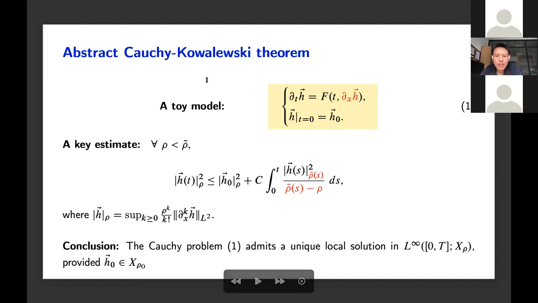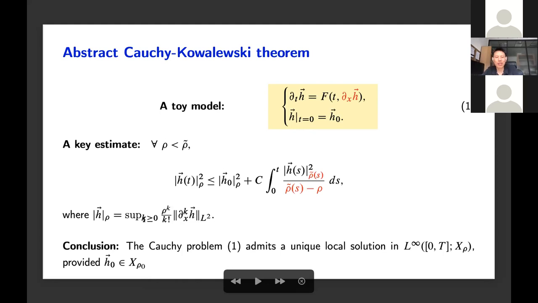That means you can cancel the higher order by the lower order, but you lose the radius of convergence. So the important thing here is that theta is strictly bigger than zero. This is a key point. That means you lose the radius. Once you have this type of estimate, you can use the iteration to construct the local solution of these Cauchy problems.